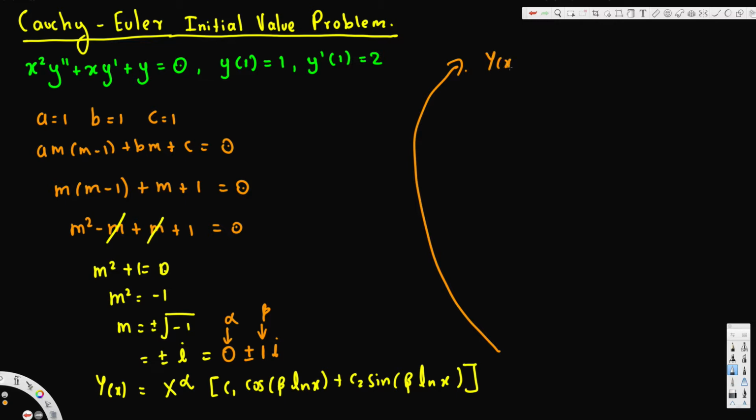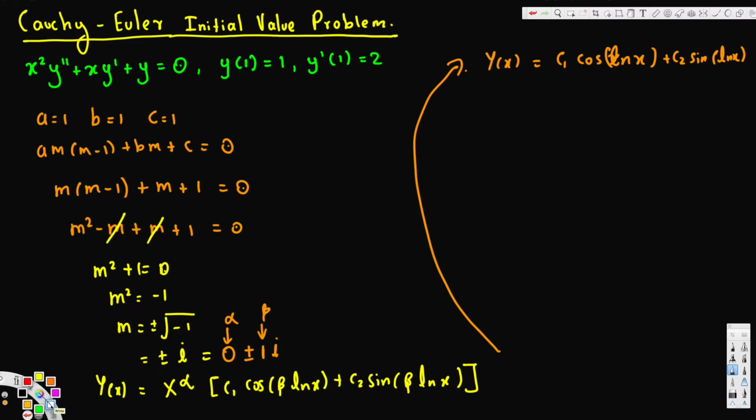y of x is equal to, the general solution is going to be c1, and beta is 1 for both of them, so we can directly write c1 cos ln x, and then plus c2 sin ln x. Now this is the general solution, but here we have the initial values given, so we have to find out the particular solution.